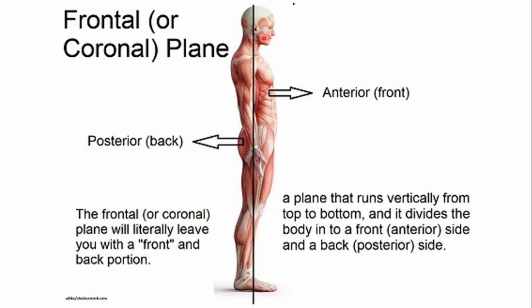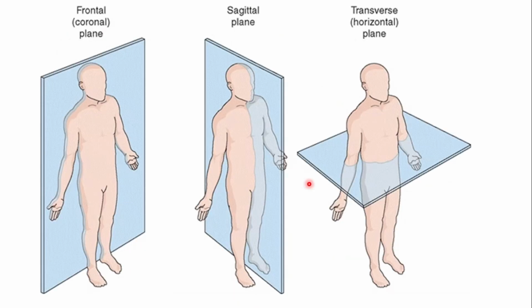It divides this body into the front and back. So it's a plane that runs vertically from top to bottom and divides the body into a front part or front side and a back posterior side. Remember, anterior is the front and posterior is the back.